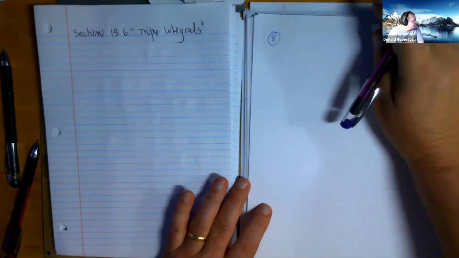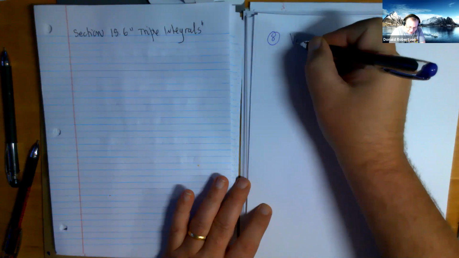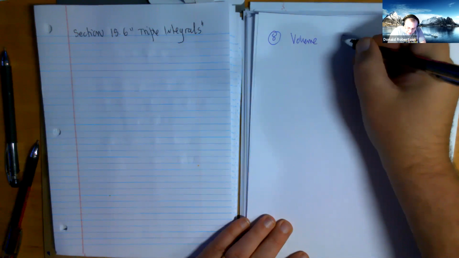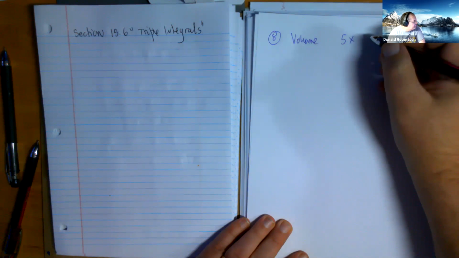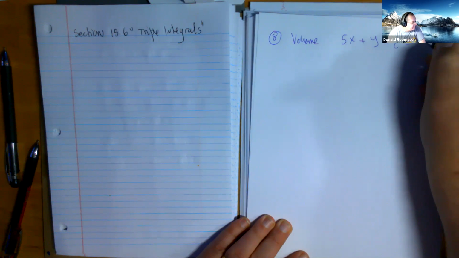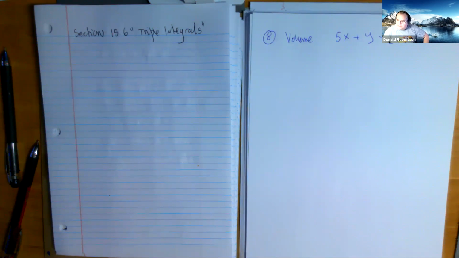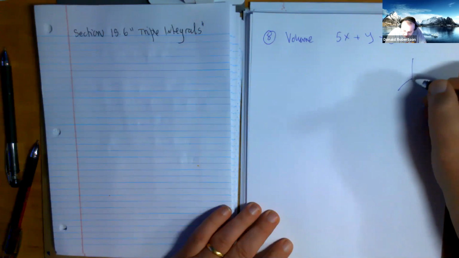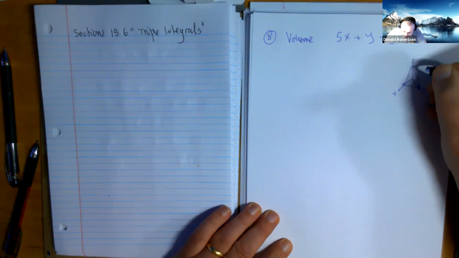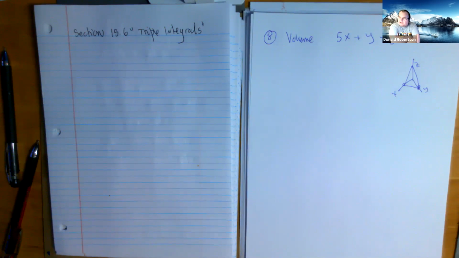Let me see if I can find the next one. This is question 8, and we're being asked to use a triple integral to find the volume of what they're calling a tetrahedron, and the only information that we know about it is that 5x plus y plus z equals 4. Okay, now, if you imagine what a tetrahedron might look like, it crosses the x, the y, and the z axis like that, right?